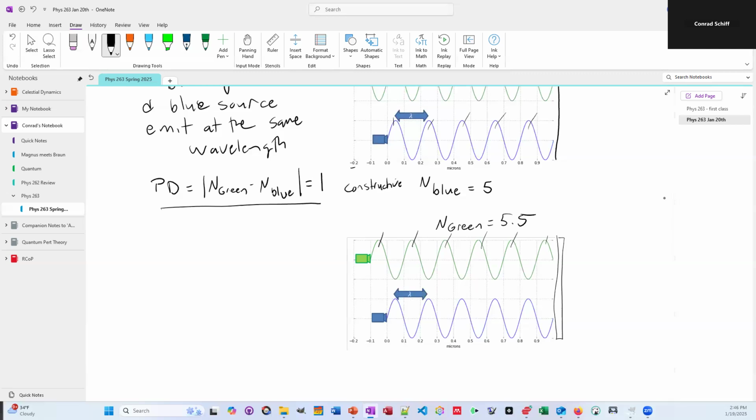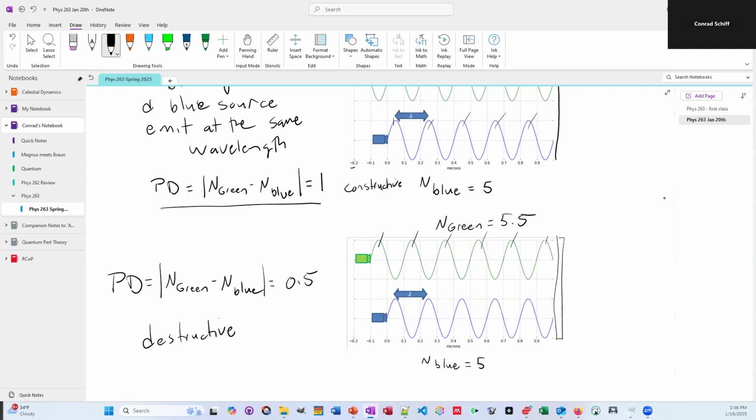So moving green up 0.1 chops off half the wave. And blue, we haven't changed at all. It's still the same thing it was in the example above. It's still 5. And so when we look at this, the phase difference is again N green minus N blue, or N blue minus N green. Again, it doesn't matter, but it's 1/2 a wavelength. And so this is destructive interference.